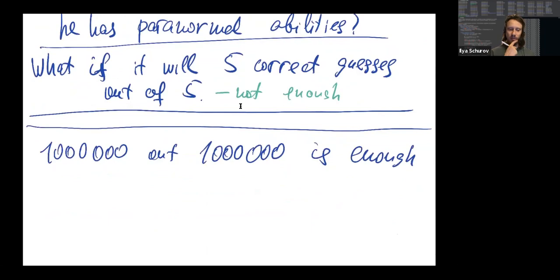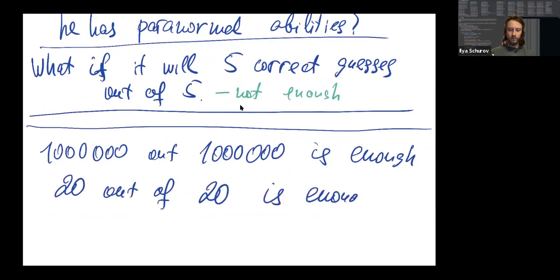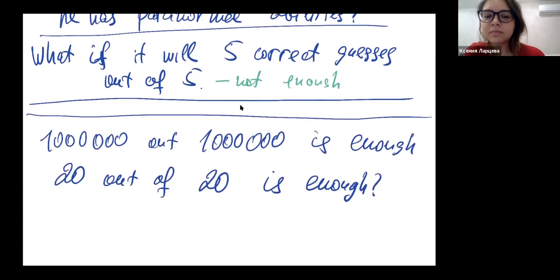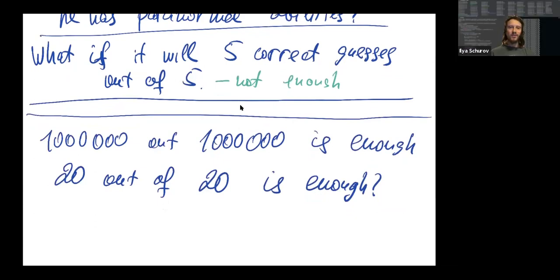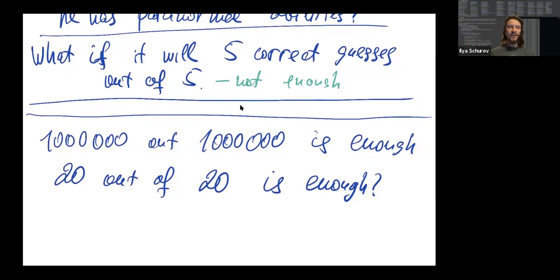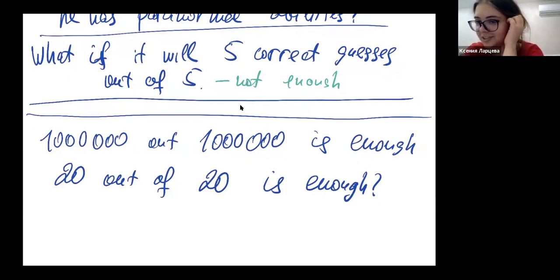Okay, let me pick something in between. For example, 20 out of 20. Is it enough or not? So, who is ready to give a prize to a person who can guess 20 out of 20 coin tossings? I think it's quite difficult to guess 20 out of 20. Yes. But okay. It should be some formula, but you don't want to tell it.